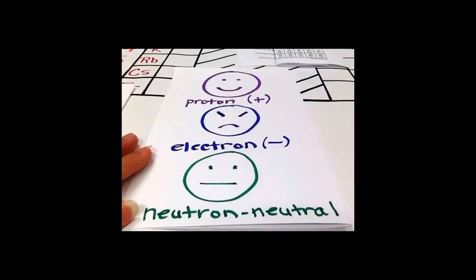Okay, you guys have gone over the basic structure of an atom, so let's review. Your protons have a positive charge, so the way that I remember it is that the P in proton stands for the P in positive. Your electrons are negative, and your neutrons have a neutral charge.